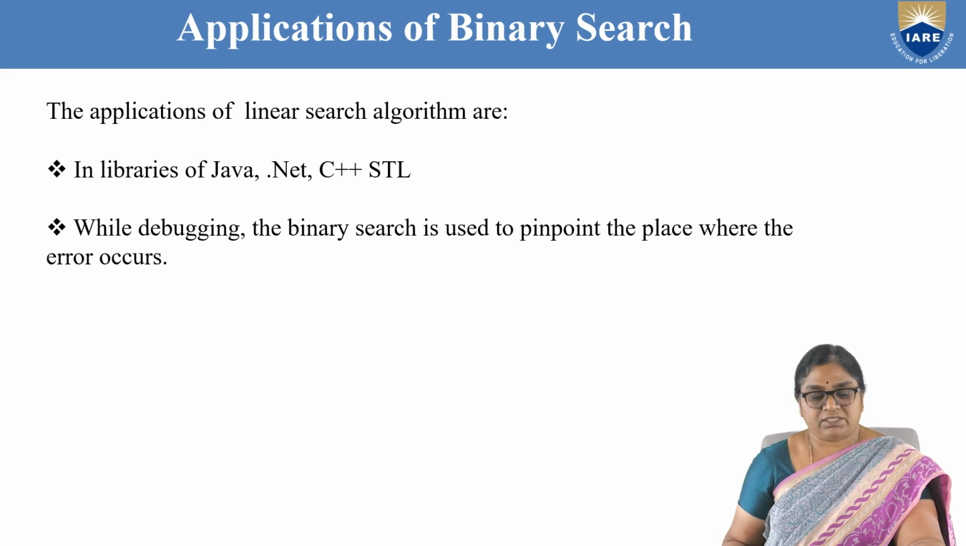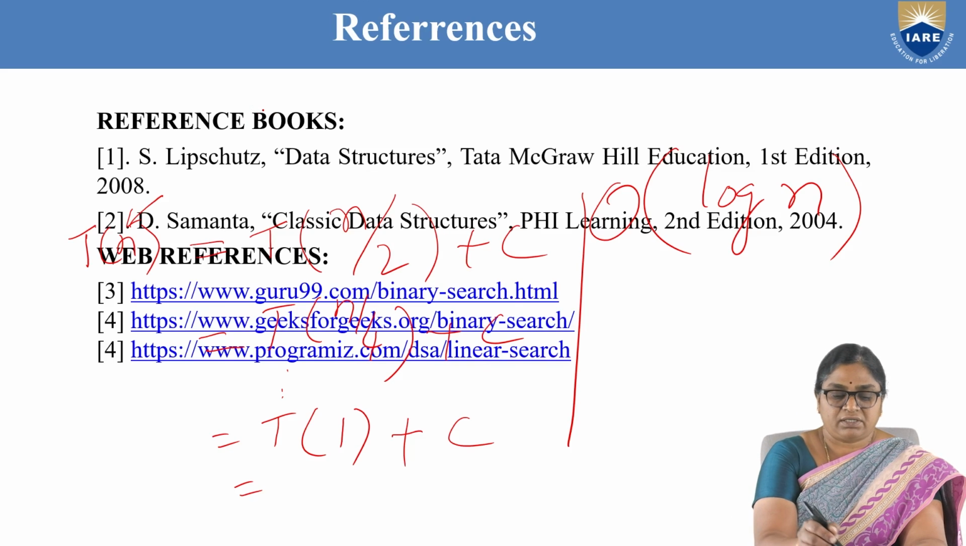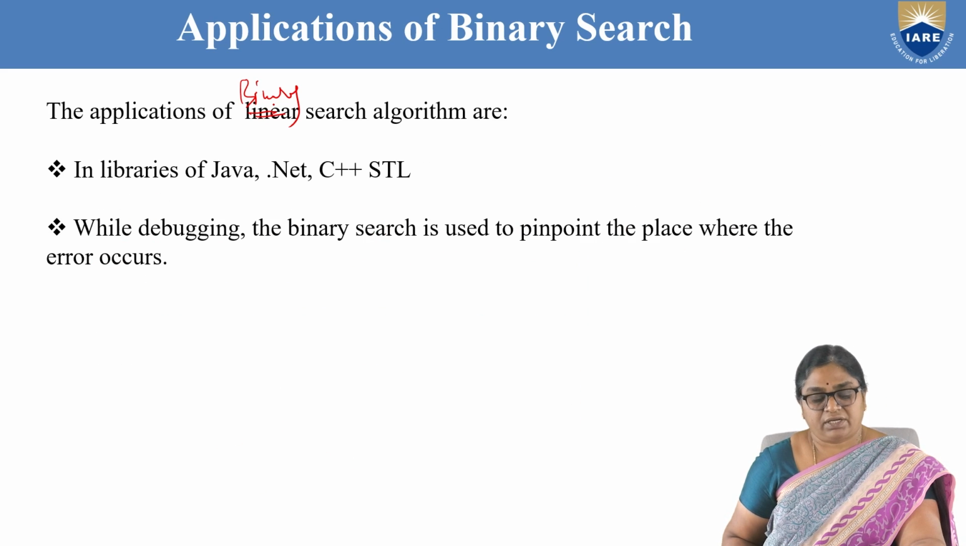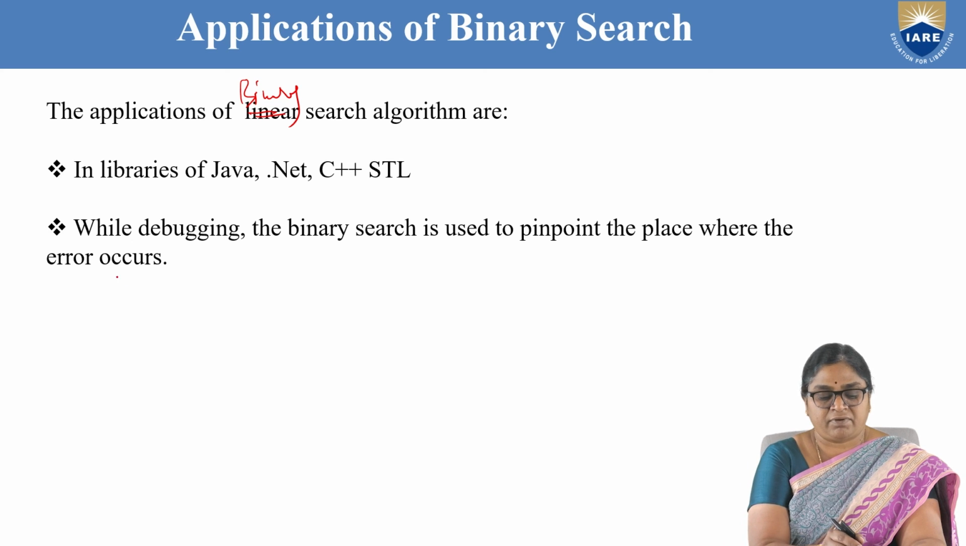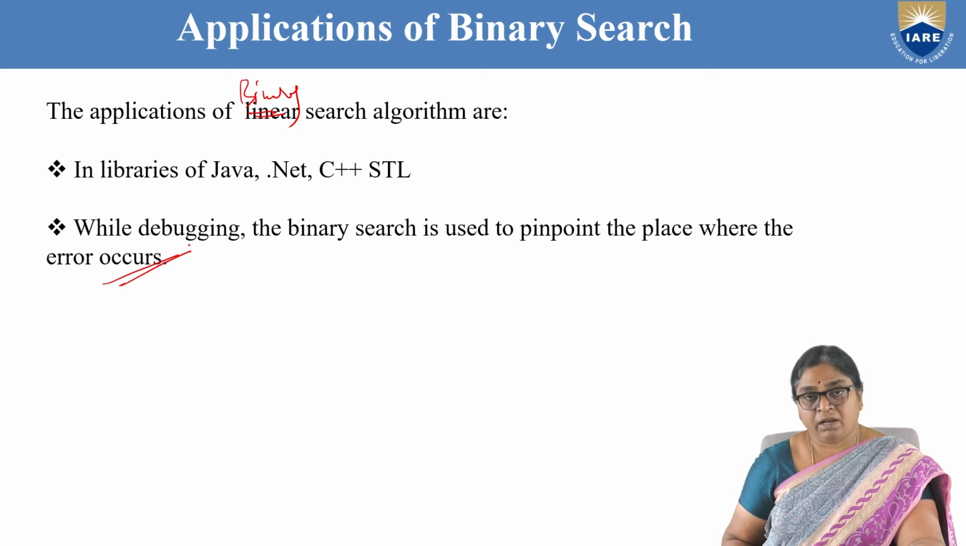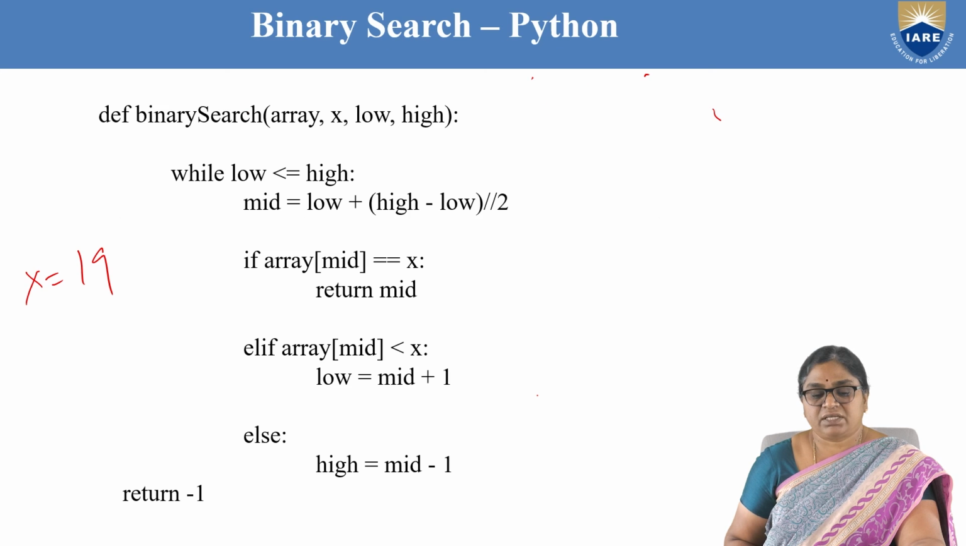The applications of binary search. The applications of binary search, it is not linear search. The applications of binary search algorithms are libraries of Java, .NET, C++ STL, and so on. While debugging also, binary search is used to point out the place where the error occurs. This can be implemented in compiler design, like when we are maintaining some log books and all. That can be elaborated when we are discussing other data structures also. This is how the binary search algorithm can be implemented.